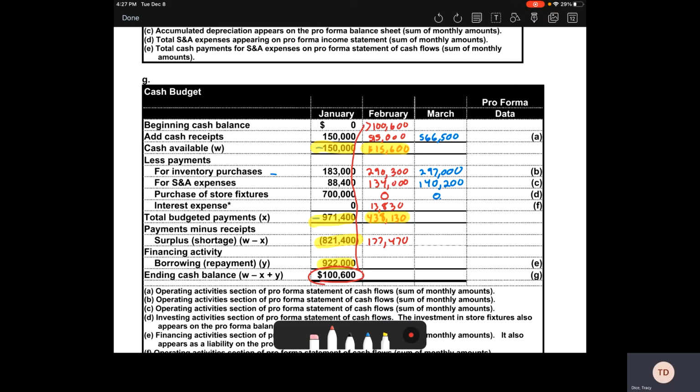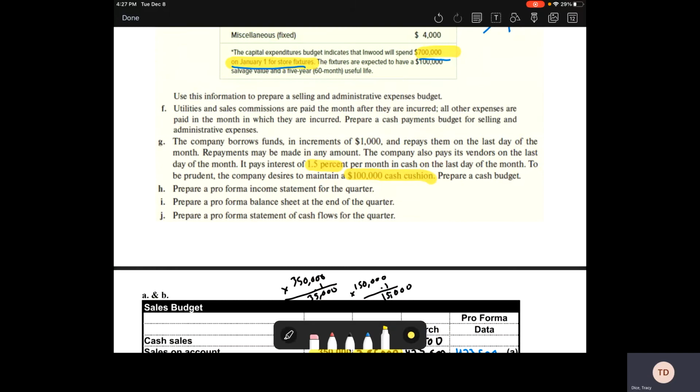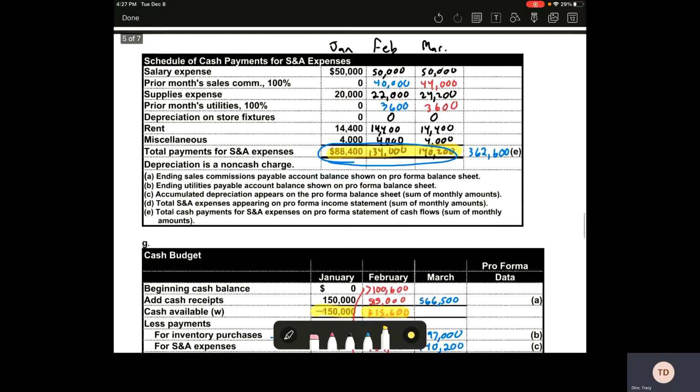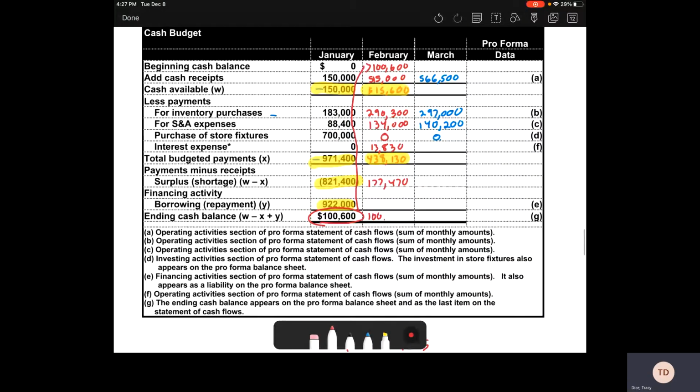So we've got a surplus, so that means we are going to repay part of our loan. And again, we need to keep that $100,000 there. Repayments, if we look at our directions, they tell us that we borrow in increments of 1,000, but our repayments can be made in any amount. So what we need to do is make sure that we have at least $100,000 left. So in order to do that, we can repay $77,470 because we are able to repay in any amount. So that's our month of February.